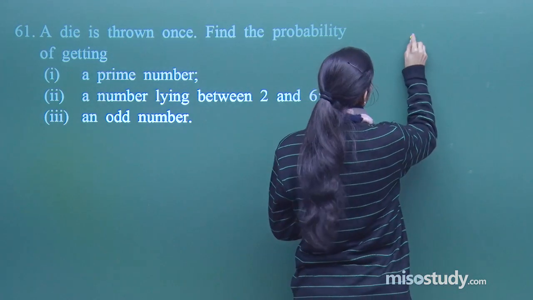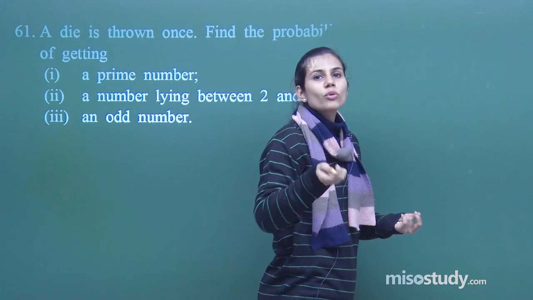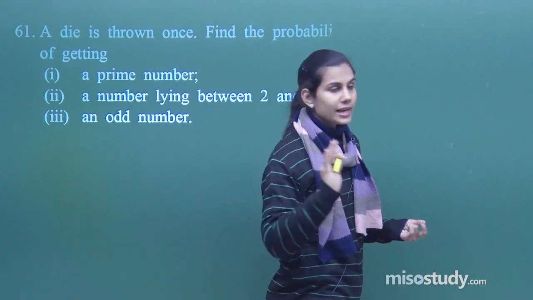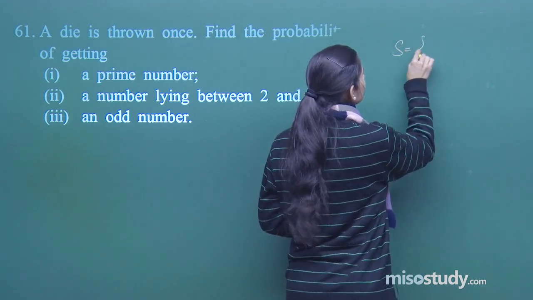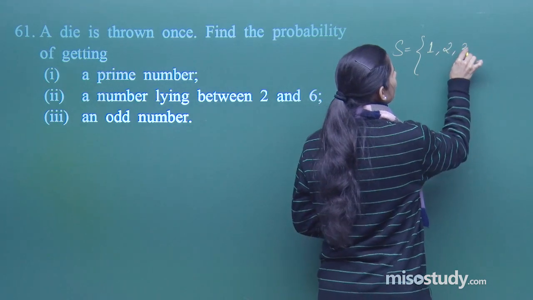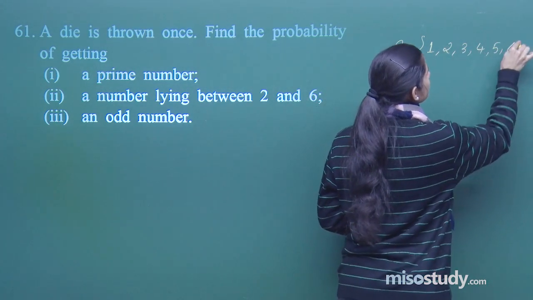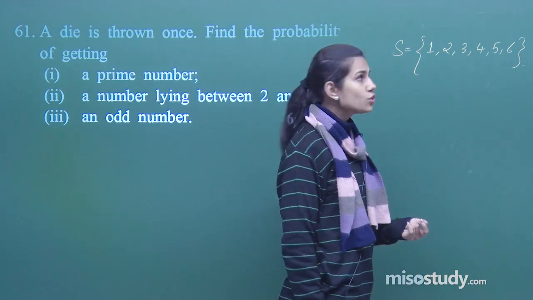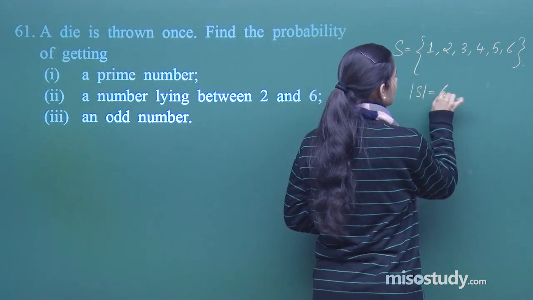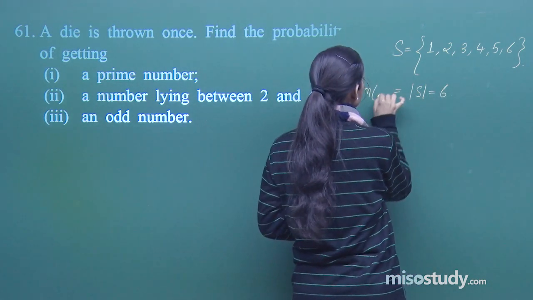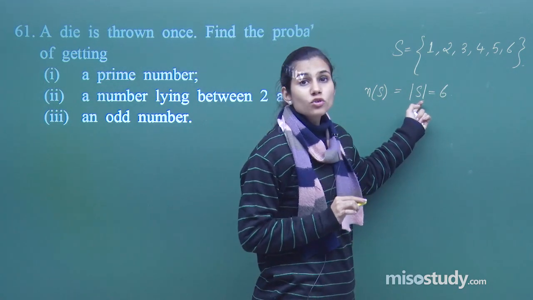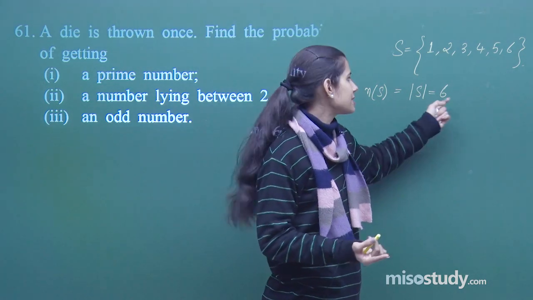So if a die is thrown once, my random experiment is that I am throwing a single die. Now, what will be my sample space if I am throwing a single die? Then either I can get a 1 or a 2 or a 3 or a 4 or a 5 or a 6. So, my total number of possible outcomes is 6. This means the number of members in the sample space, which is also called the cardinality of the sample space, is 6.